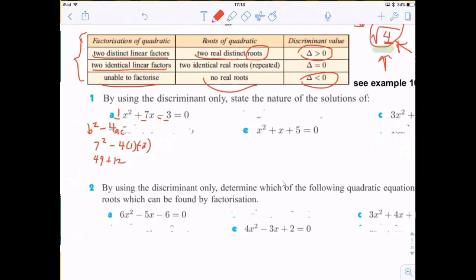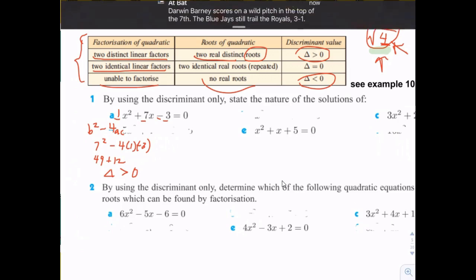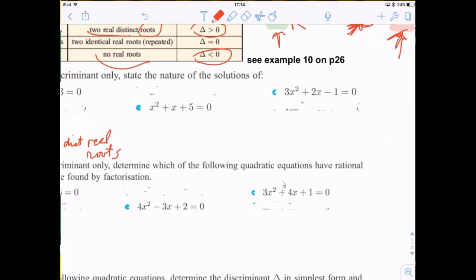And it says, by using the discriminant only, state the nature of the solutions. So we would say, oh, well, here the discriminant is positive. I think it's more mathematically correct if we do delta is greater than 0. And then we just say that the nature of the solutions are two distinct real roots. Okay, now we'll go to E.